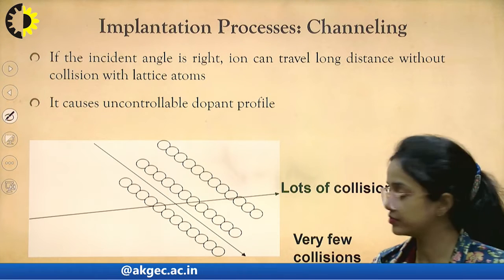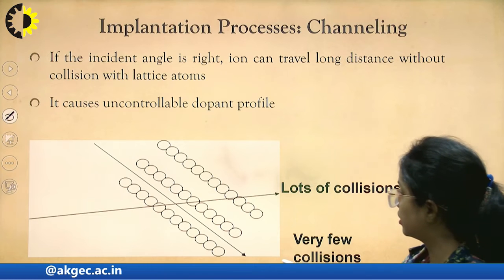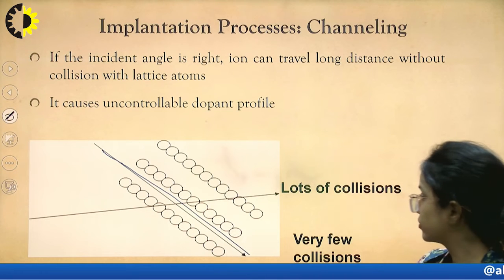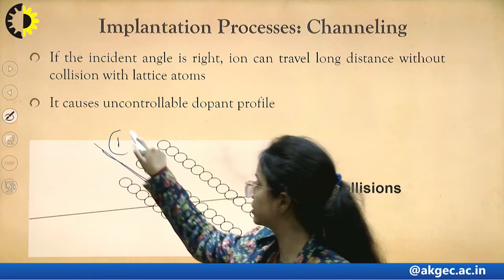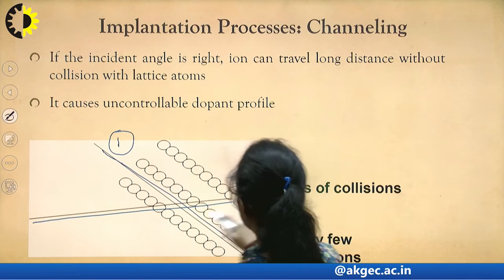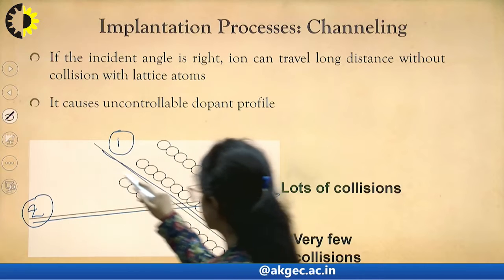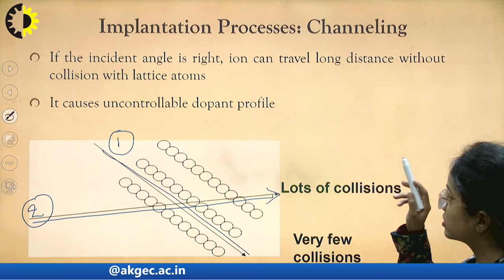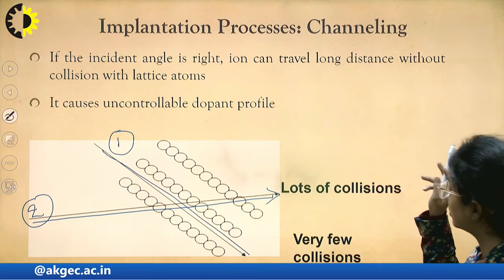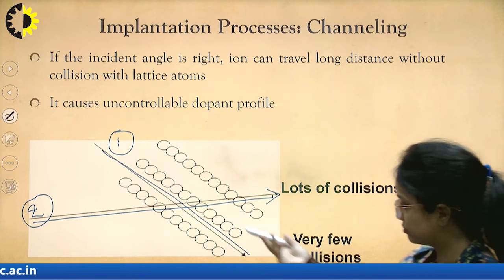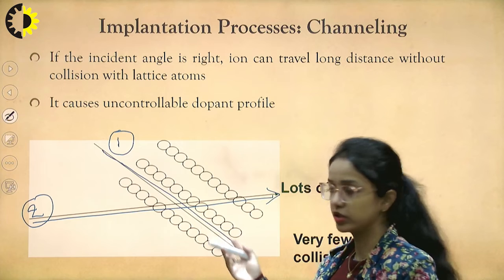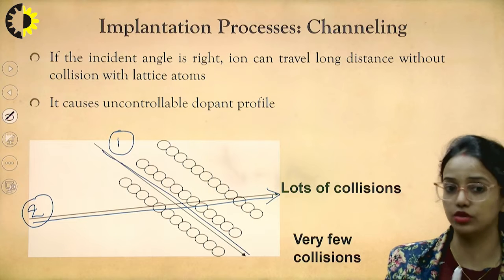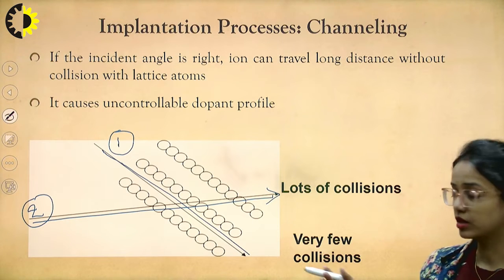We can see this is the incident angle, and this is incident angle 1 and this one is incident angle 2. When the incident angle is right, we can see alignment, and the ions can travel a long distance. This is the incident angle and this is the alignment of molecules. If both are aligned, there is 100% alignment, there is no collision, and the distance can be long.